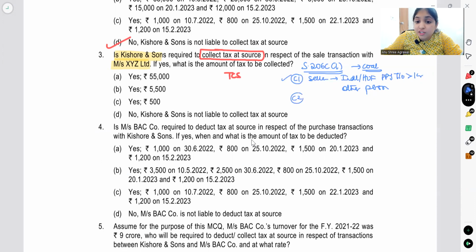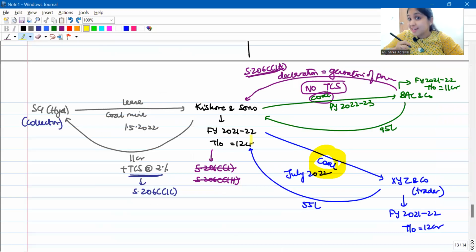Whatever they are, this condition is fulfilled. Then what is the second condition, guys? The goods should be atoms. Is this condition fulfilled? Yes. M for minerals. Minerals includes coal also. Even this condition is fulfilled. And third condition, there should not be 2061A declaration. Even this condition is fulfilled.